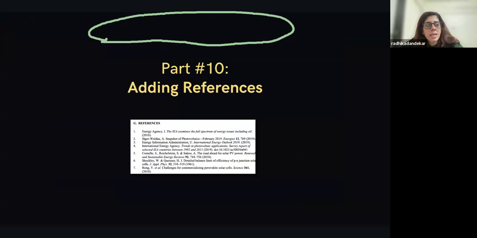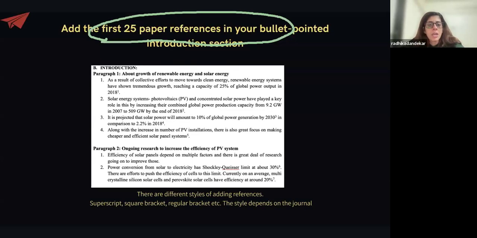The first is the adding references part. Whenever you're writing an introduction, if you remember, the first and the second point consist of mentioning the references that you've read in your literature study. So write a bullet pointed introduction with references itself. It's very important that at the same time that you're writing the introduction, you write the references so that you can use those references in the separate references section that you're going to prepare later on.